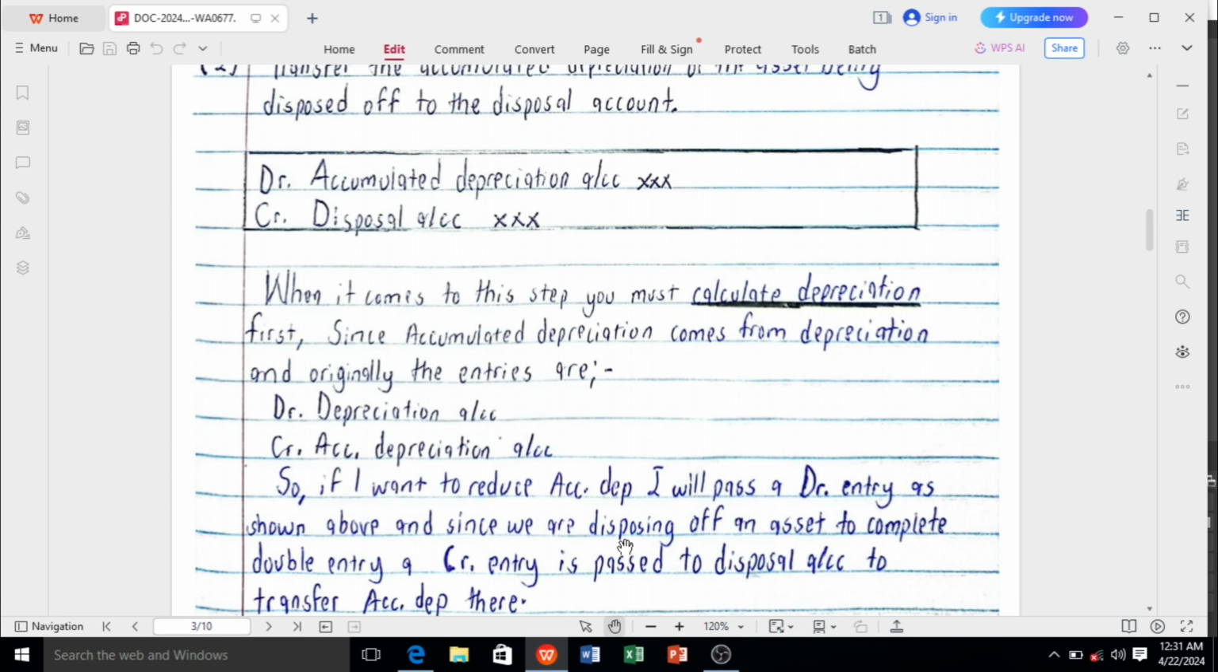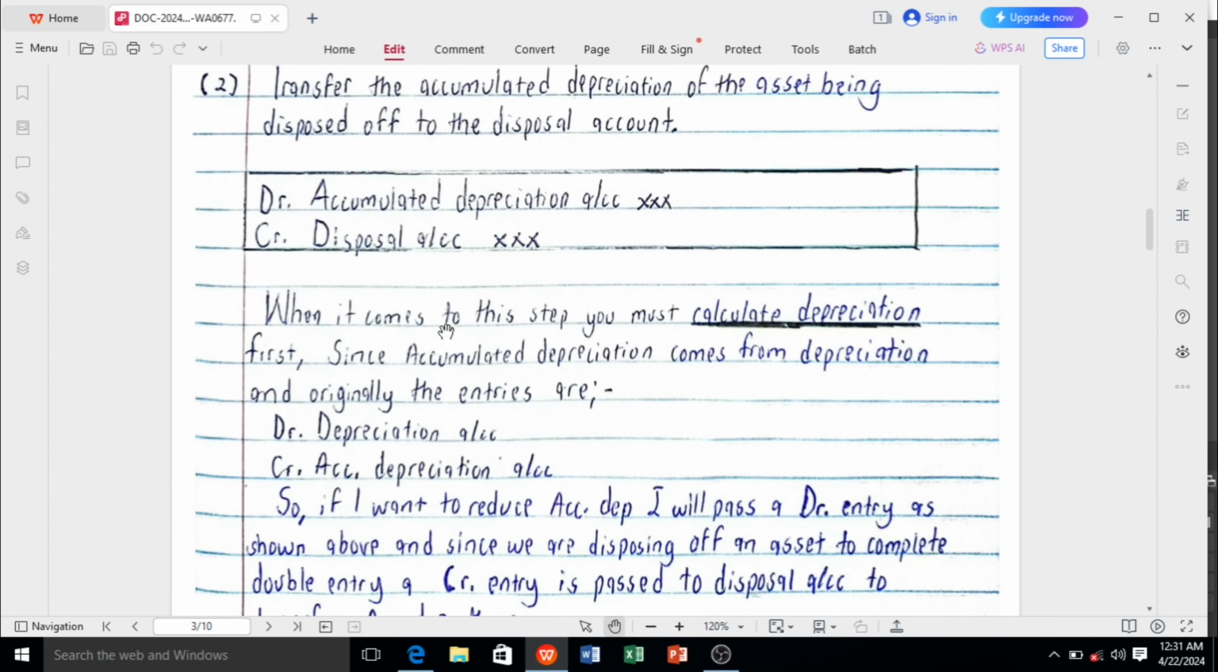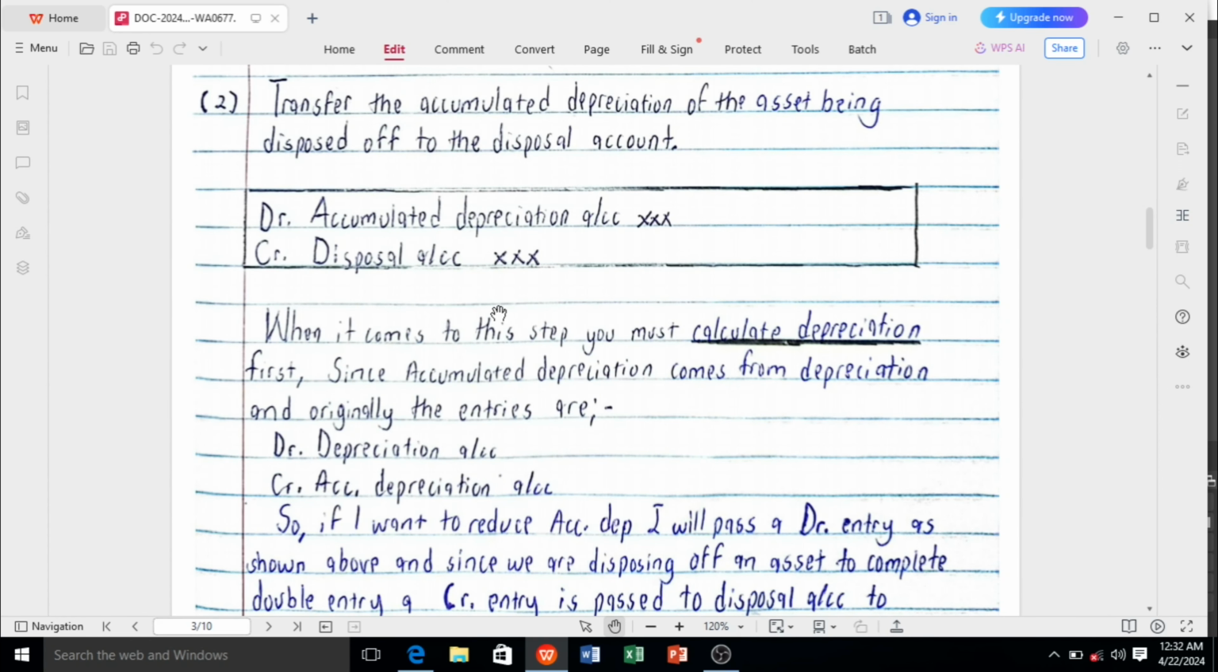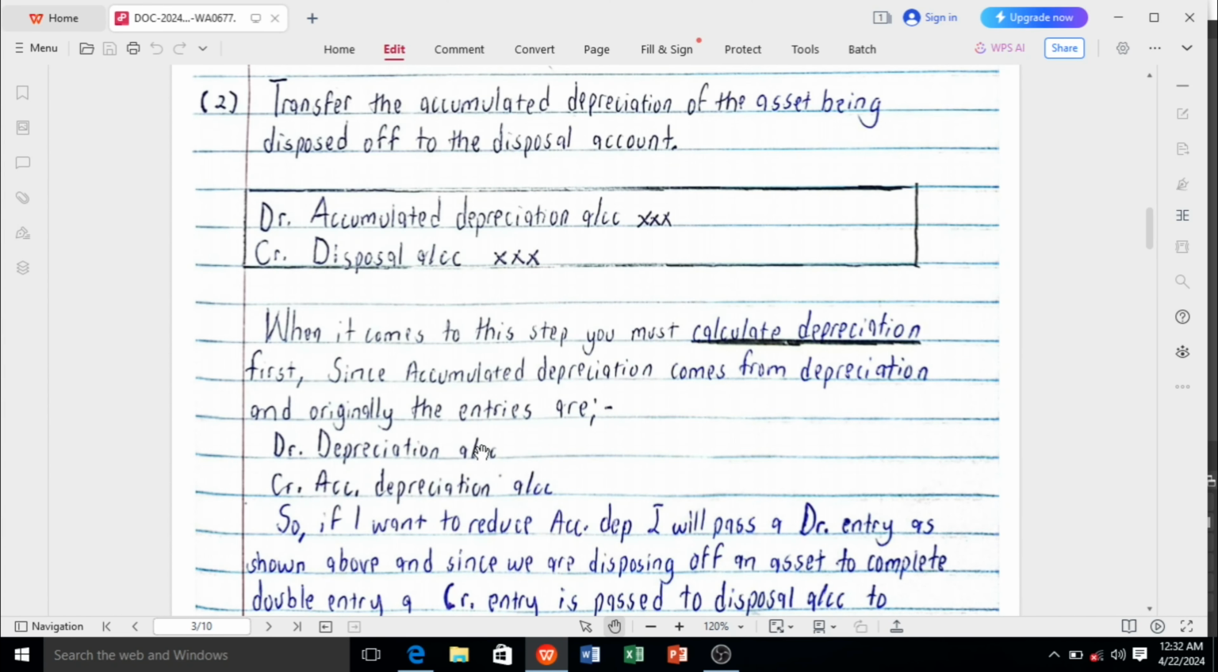And since we are disposing of an asset, to complete the double entry, a credit entry is passed to the disposal account. It is passed to the disposal account to transfer the accumulated depreciation there.